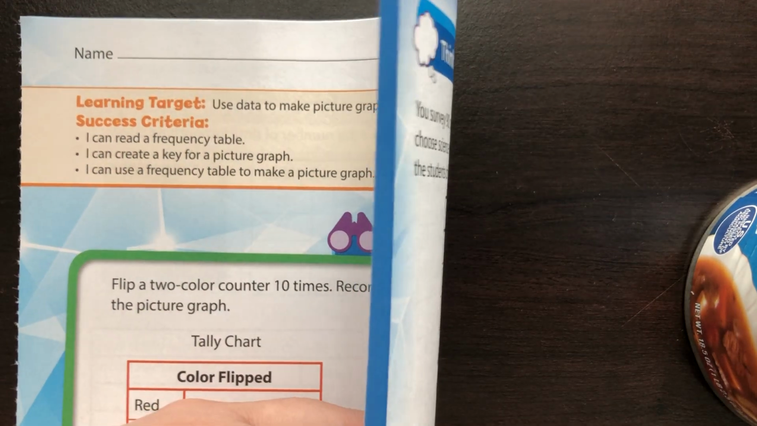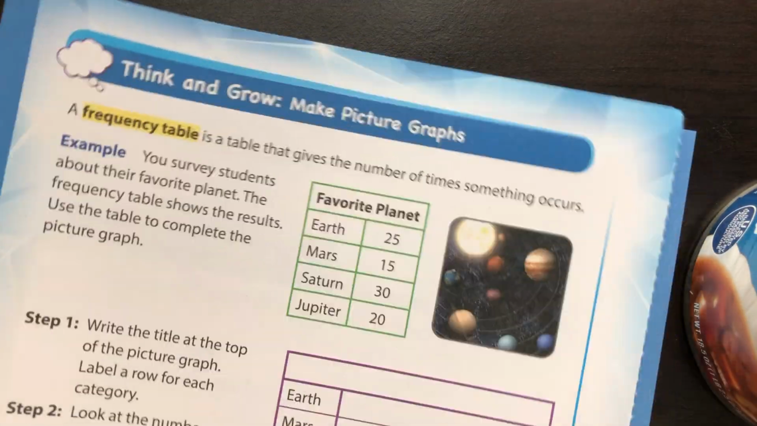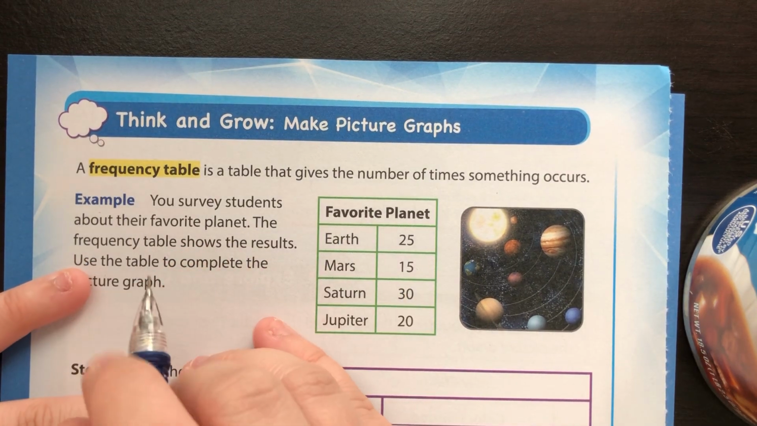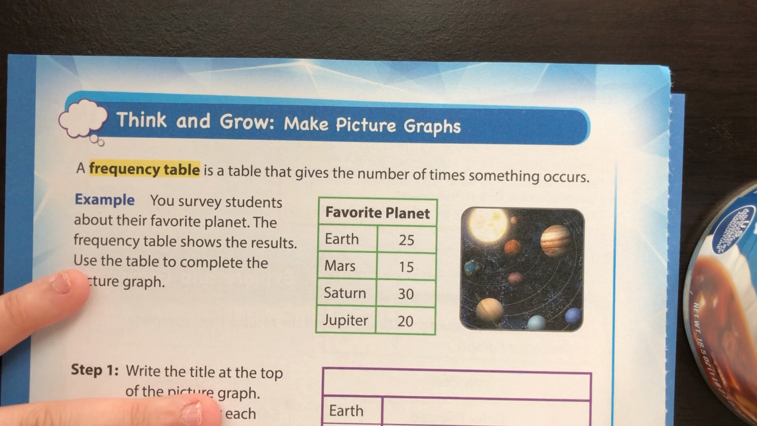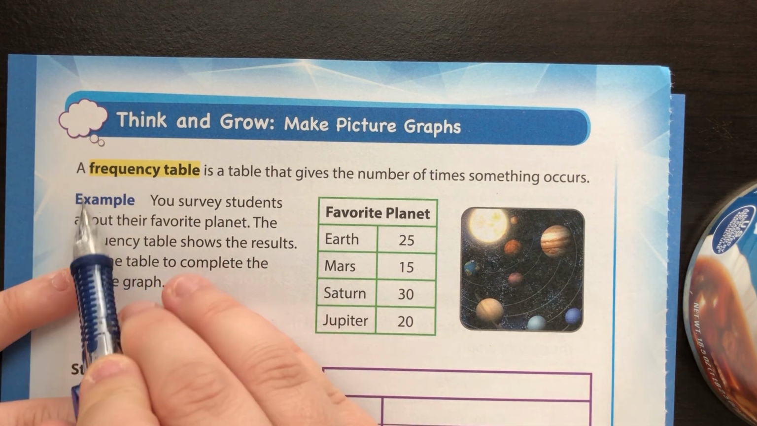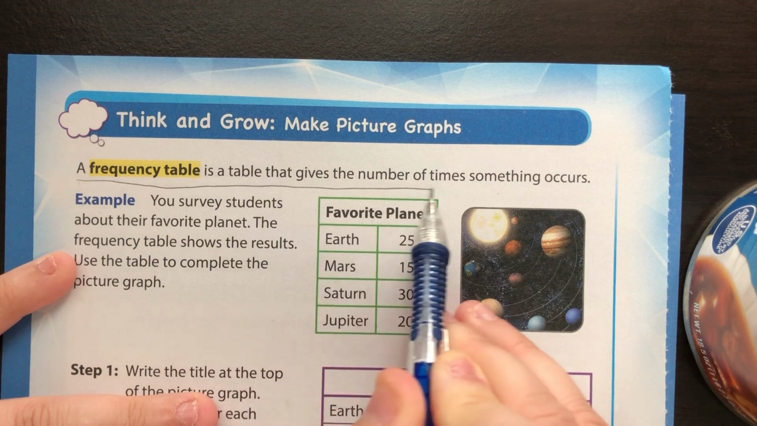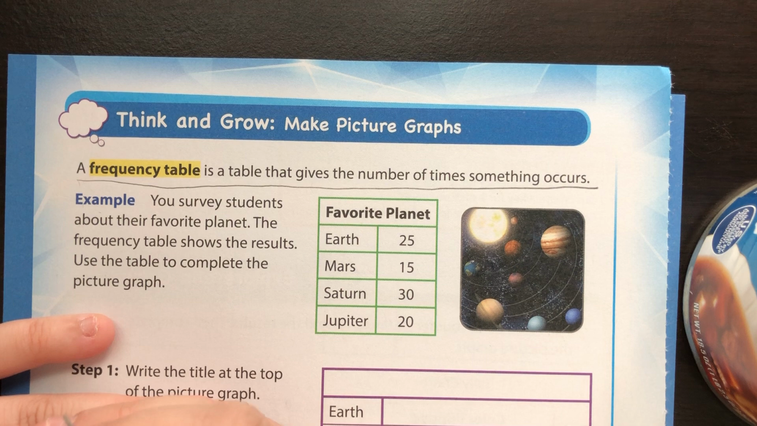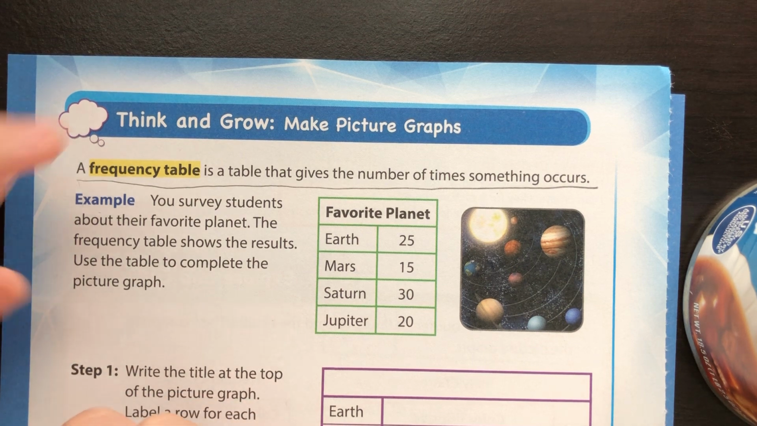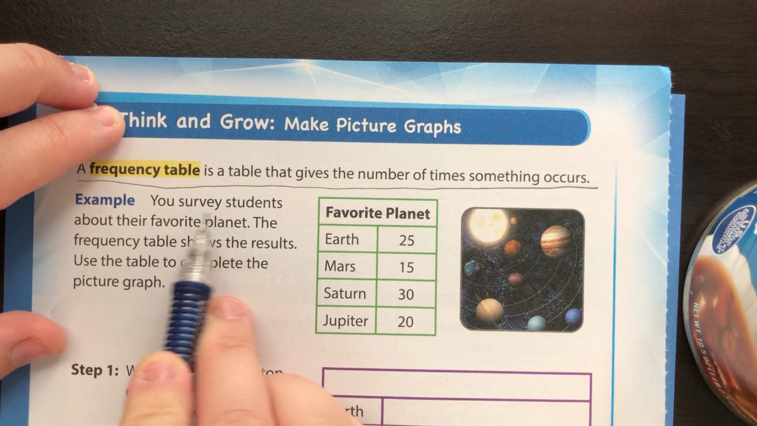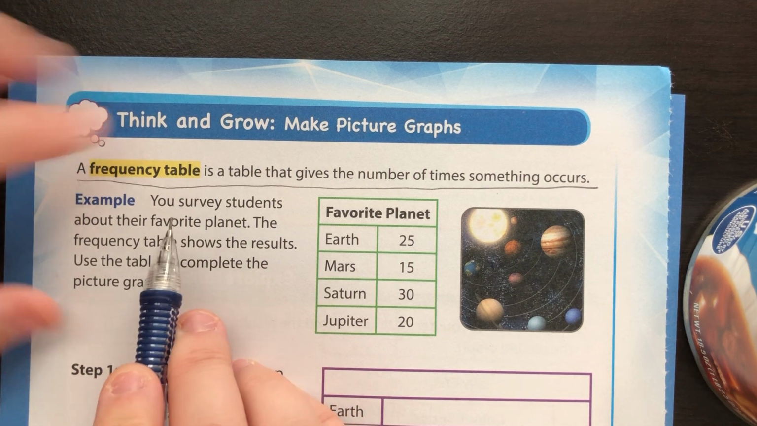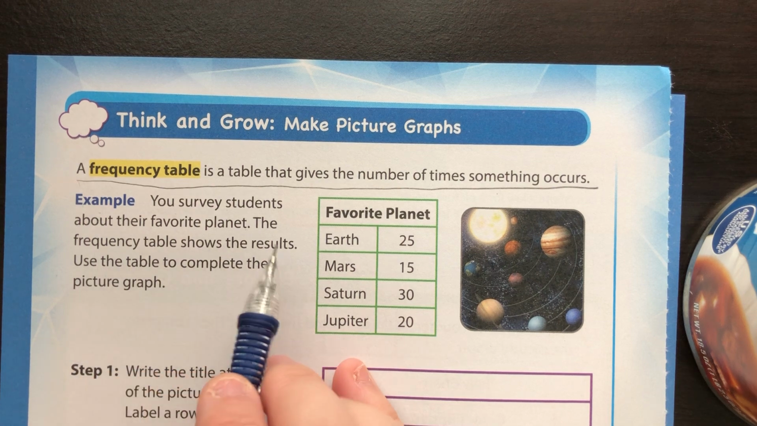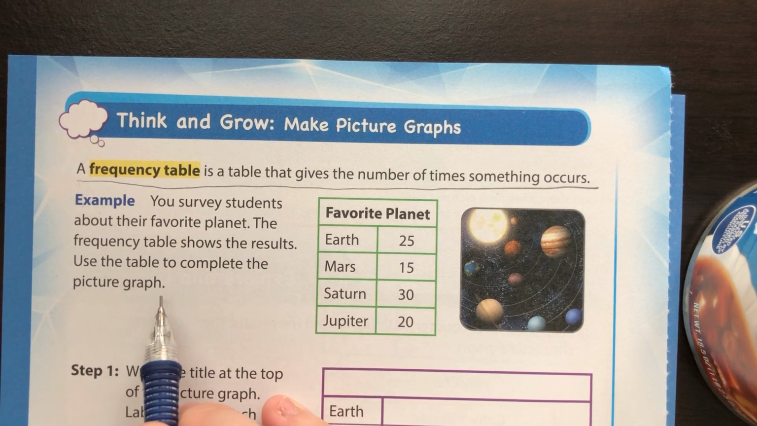I'm actually going to start on the second page, which is page 638. Hope you can find that. We're going to talk about a frequency table because you need a frequency table in order to make a pictograph or a picture graph. A frequency table is a table that gives the number of times something occurs. So instead of using pictures or using a line, they give you the number straight away. So for example, you survey, remember, ask people questions. You survey students about their favorite planet. The frequency table shows the results. Use the table to complete the picture graph.